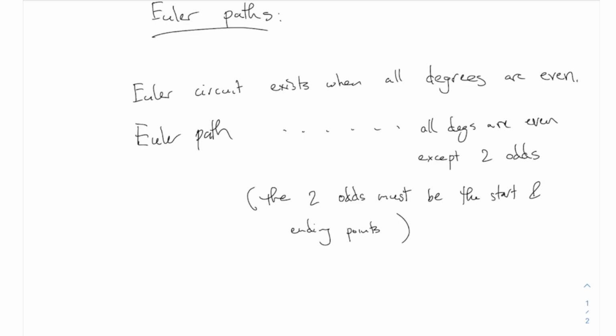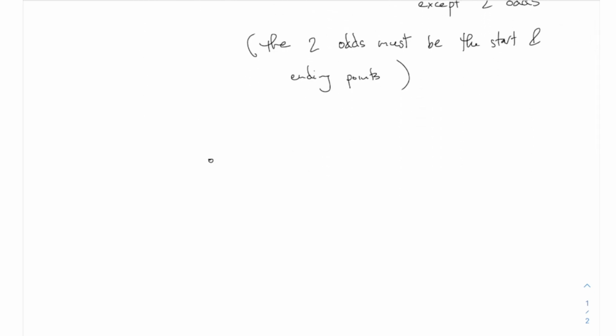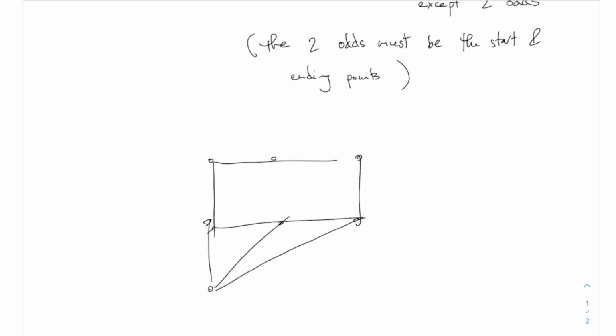So, for example, I'm going to try to draw a graph which actually has an Euler path in it. How about this? I think that, no, that doesn't. How about that? I think this one does have an Euler path.